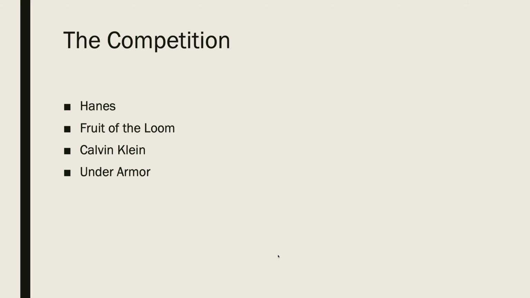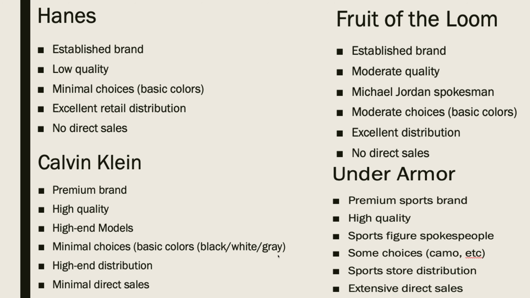Our competition's pretty clear, okay? Hanes, Fruit of the Loom on the low end, Calvin Klein, Under Armour maybe on the high end. If we look at Hanes, they're an established brand, but they've got relatively low quality and minimal colors. Fruit of the Loom, same thing, established, moderate quality. Michael Jordan has been a spokesman in the past, and they've got a moderate choice of colors, but they're pretty basic, right? You can get your burgundy or your green, but they're not going to be the right green.